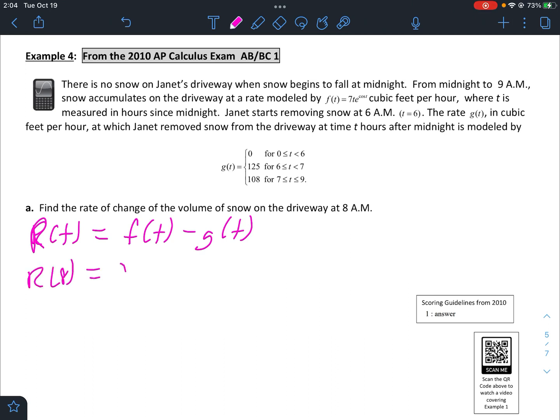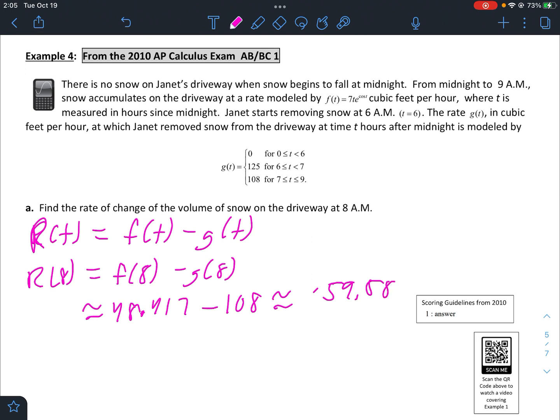So R of 8 is going to be F of 8 minus g of 8. All right, F of 8, we're going to put 8 into here, but again, that's not something we want to do without a calculator. Good thing we have our calculators handy to us here. And if you do that correctly, F of 8 should be about 48.417 minus g of 8. G of 8 is 108. If we do that correctly, we should get about negative 59.583 is our answer, okay?